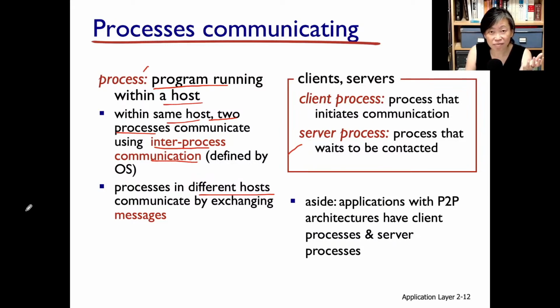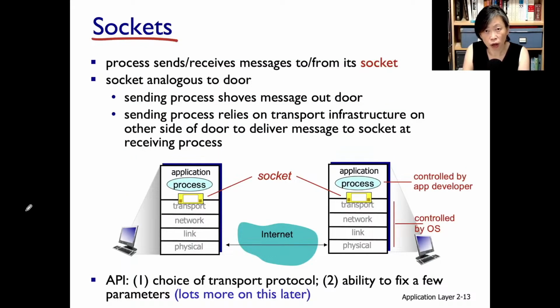How do we do this? We do have another set of APIs defined called the socket API that allows us to do this. If you call the socket API, a socket is created and associated to a process. And that's when the process can begin sending and receiving messages through the internet. Now, think of a socket as if it's a door. On one end of the door, the sending process pushes messages out. On the other end of the door, we have the transport infrastructure.